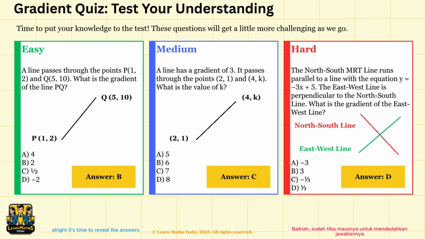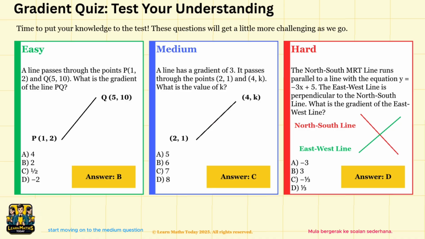Alright, it's time to reveal the answers and see how well you did on our gradient quiz. Let's go through them together. For the easy question, where the line passed through P(1, 2) and Q(5, 10), we used the gradient formula, y2 minus y1 over x2 minus x1. So that's 10 minus 2 all over 5 minus 1. This simplifies to 8 over 4, which gives us 2. So the correct answer is B, 2. If you got that, excellent start.